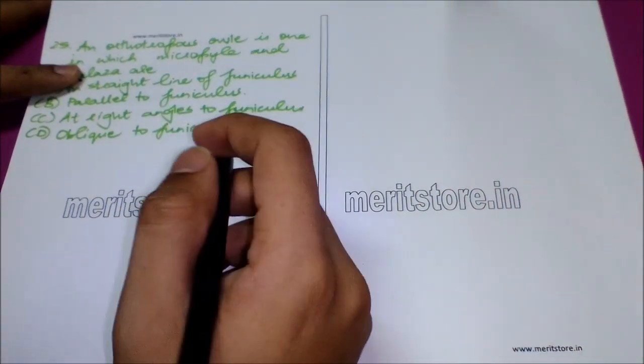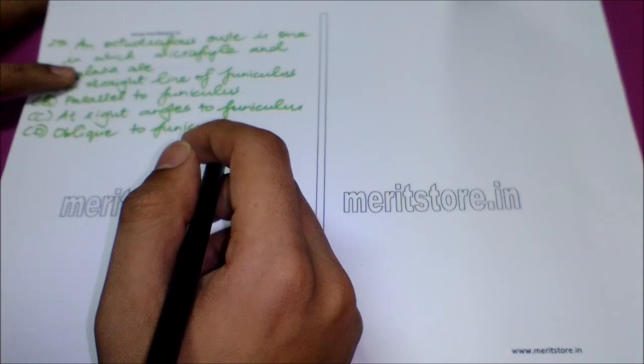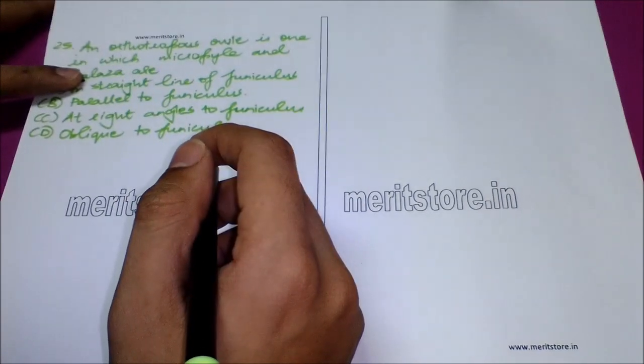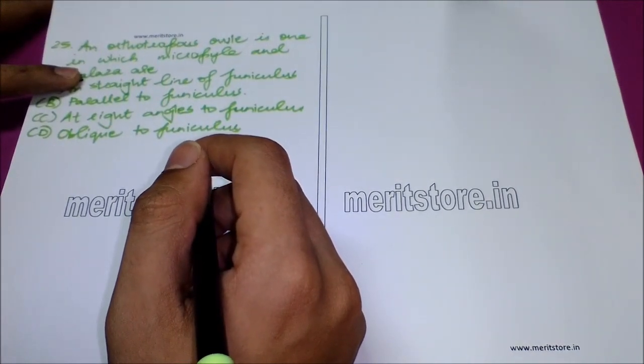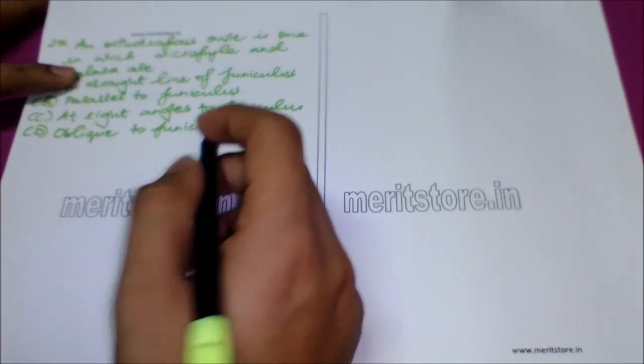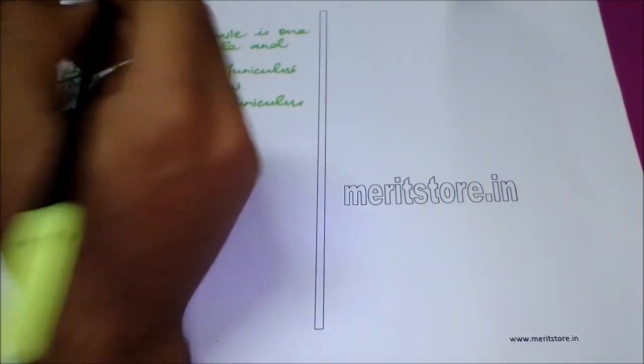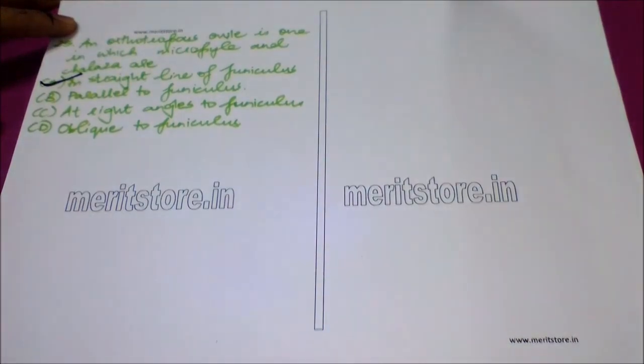Next question is, an orthotropous ovule is one in which micropyle and chalaza are, option A, in straight line of funiculus, option B, parallel to funiculus, option C, at right angles to the funiculus, and option D, oblique to the funiculus. So the answer to this question is option A, which is in straight line of funiculus.